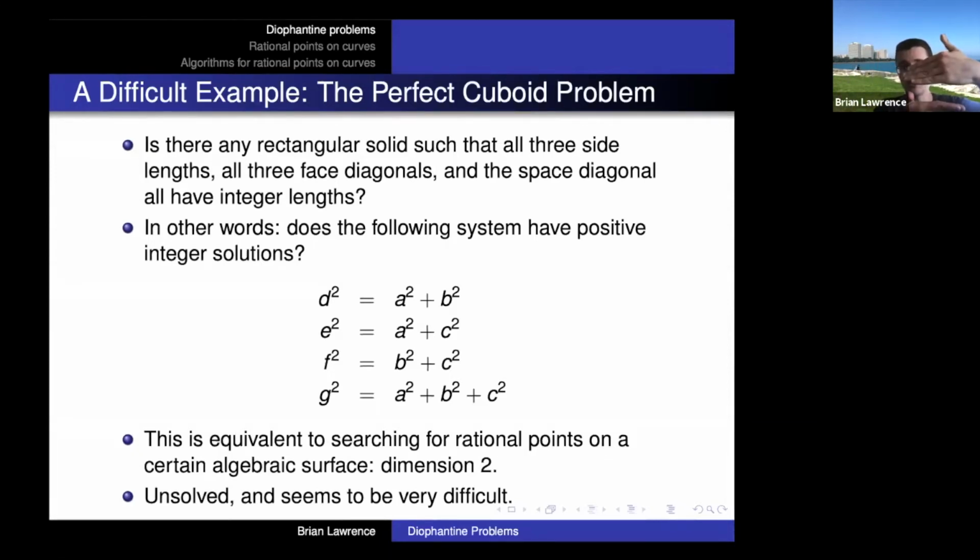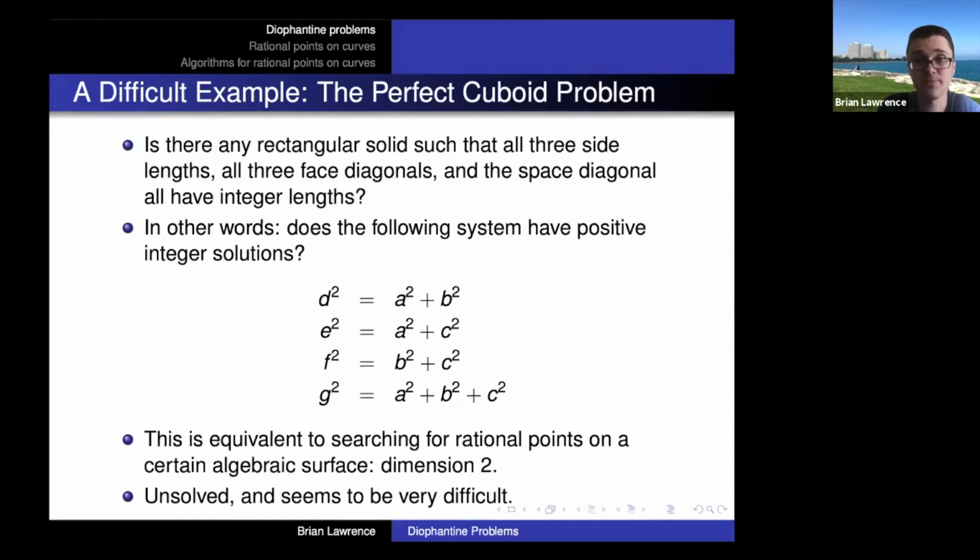I assume everybody can see my hand waving at the same time as my shared screen. And it also has a space diagonal that goes through the cube. So there are 7 different lengths associated to a rectangular prism. Of course, they're all determined by the 3 side lengths, A, B, and C. The perfect cuboid problem asks, are there choices of integers A, B, C that make all 7 of these lengths be integers?